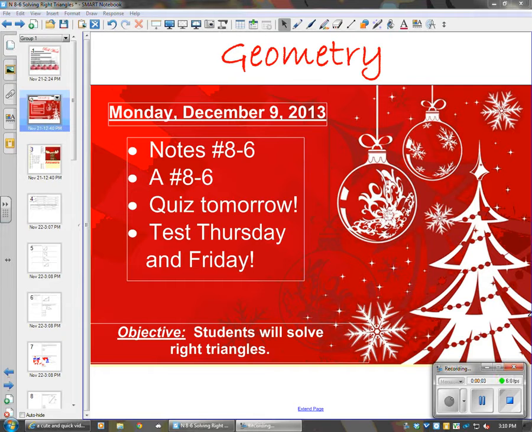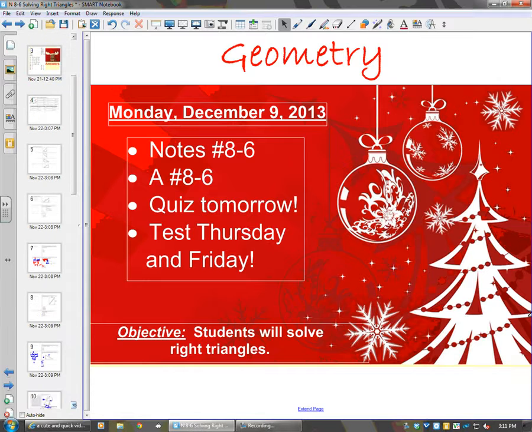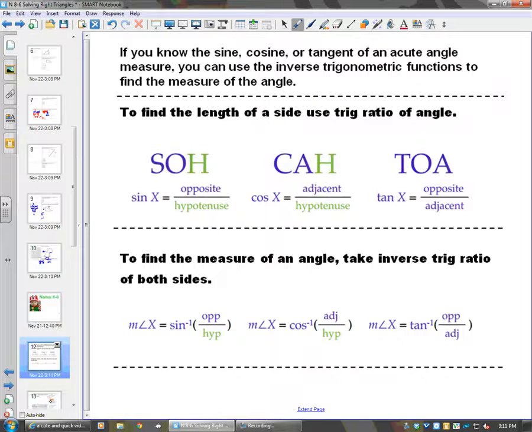All right, we're looking at topic 8.6 notes today. Don't forget you do have a quiz tomorrow and a test coming up on Thursday and Friday. We're going to do some more solving of right triangles today. And here we go with the notes.